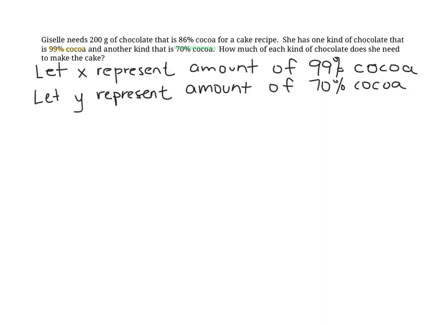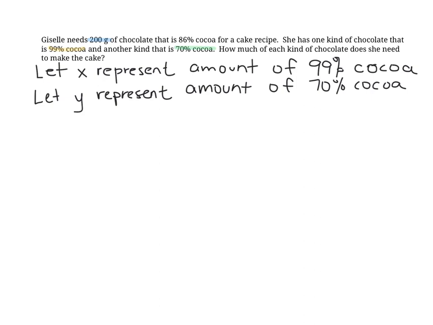So I've chosen to say let X represent the amount of the 99% cocoa that I need for this recipe, and let Y represent the amount of 70% cocoa that I need for this recipe. Giselle tells us in the question that she does need 200 grams of chocolate in total. So I know that the amount of the 99% cocoa plus the amount that I'm going to weigh out of the 70% cocoa, those two amounts put together have to equal a total weight of 200 grams.